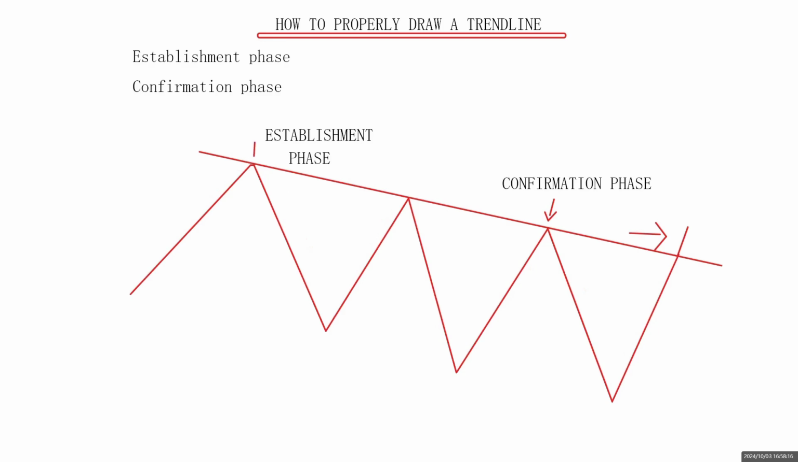There must be two peaks. In this case of a descending trend line, there must be two peaks. That's what establishes the trend. Then the third peak and the fourth peak are confirmation for either price indicating a strength in that trend, or price indicating weakness in that trend.